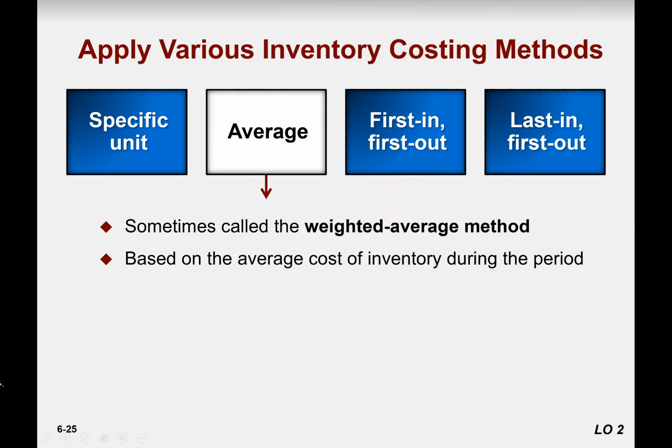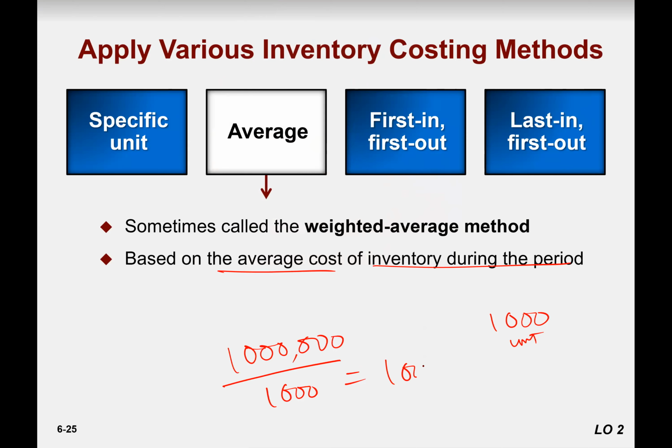So it is based on the average cost of inventory during the period. So if the total cost was 1 million and you make 1000 units, what is the cost per unit? You divide it by 1000. It means 1 unit costs us 1000. It is very simple.